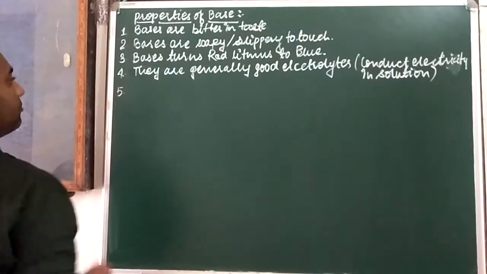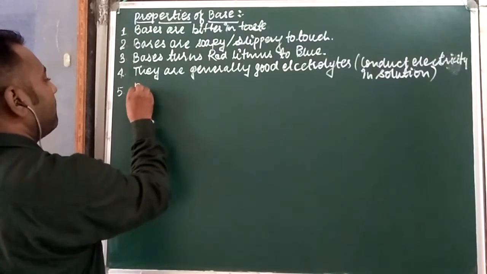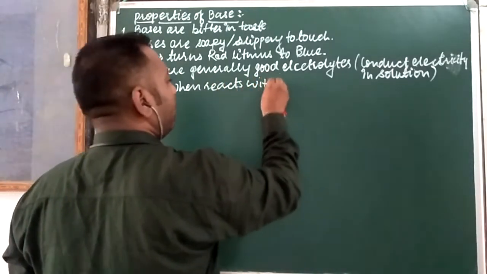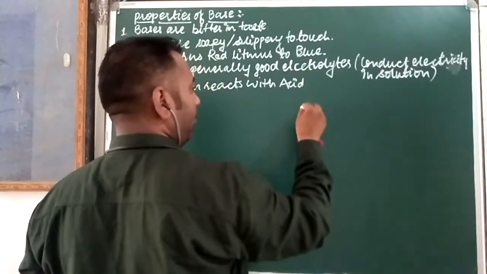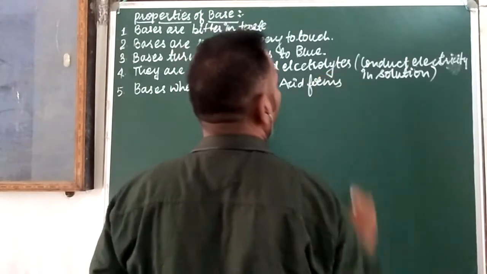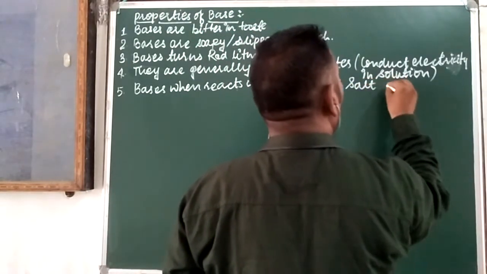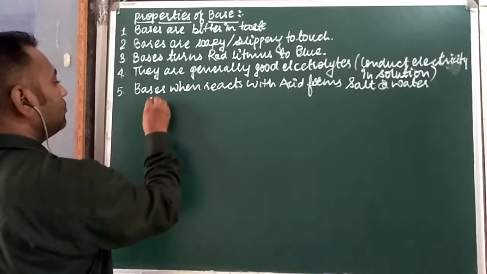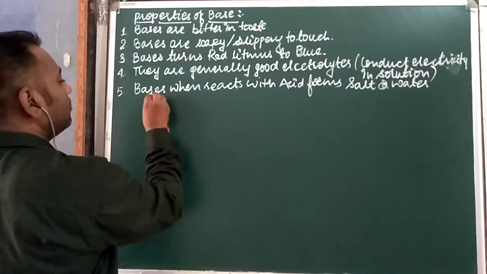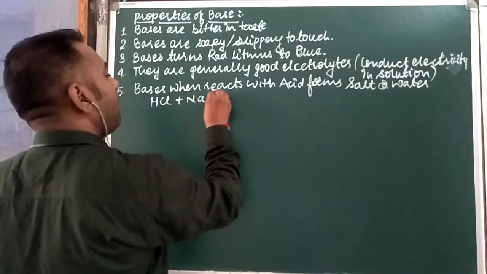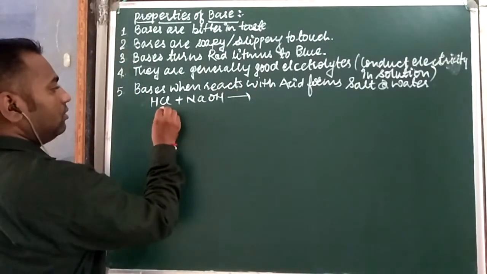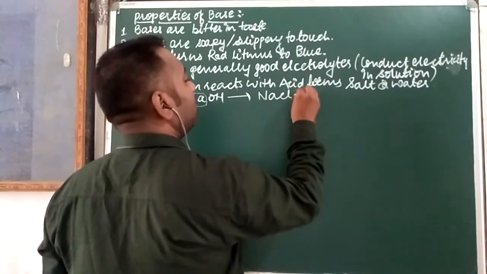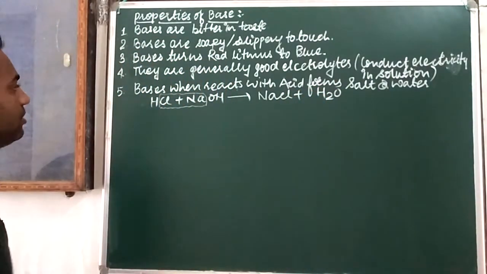Fifth, when a base reacts with an acid, it forms salt and water, like acid and base giving NaCl plus H2O.